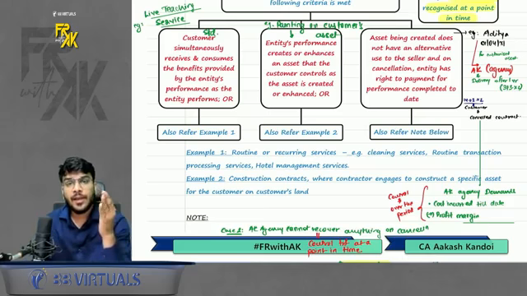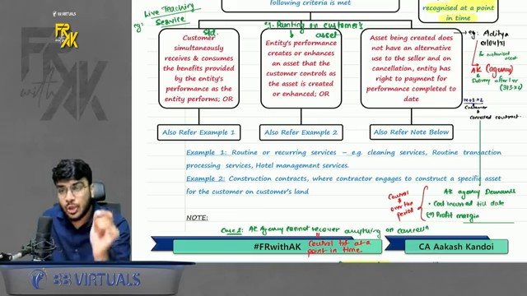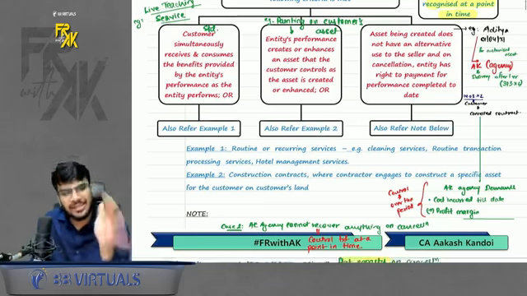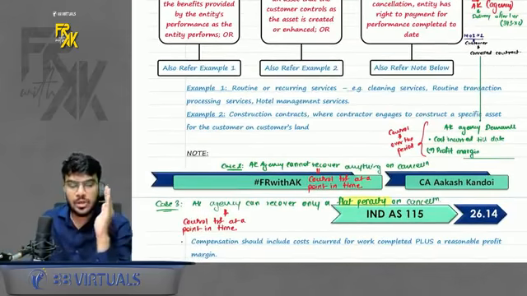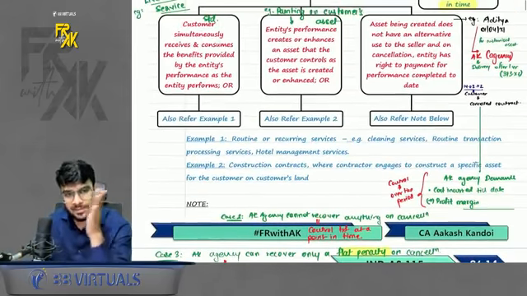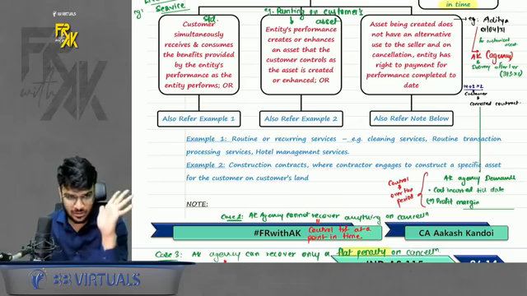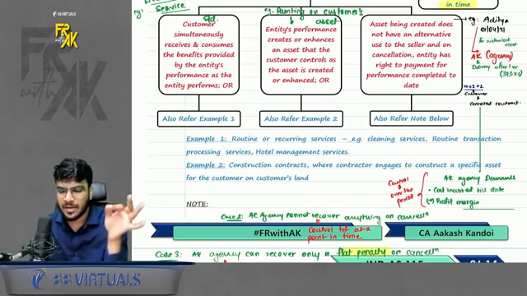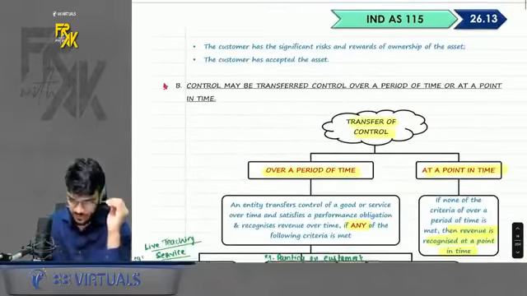Achha. Second thing, if you are making a customized asset and on cancellation, you are charging a flat penalty, still you will say control is not getting transferred over the period. So do remember, it should be a customized asset. Second, on cancellation, you should have a right to recover the cost plus margin. That is the case, you will say control is getting transferred over the period. Okay, this was your transfer of control point.